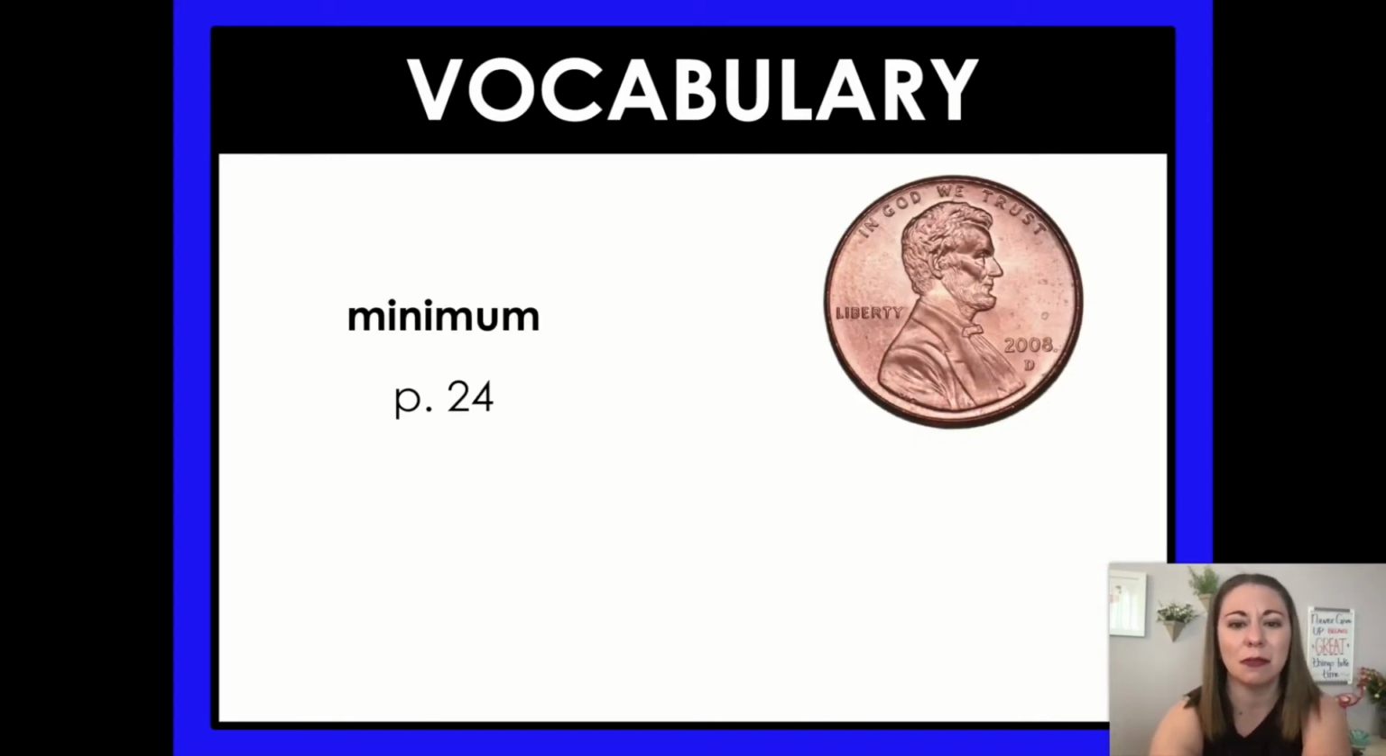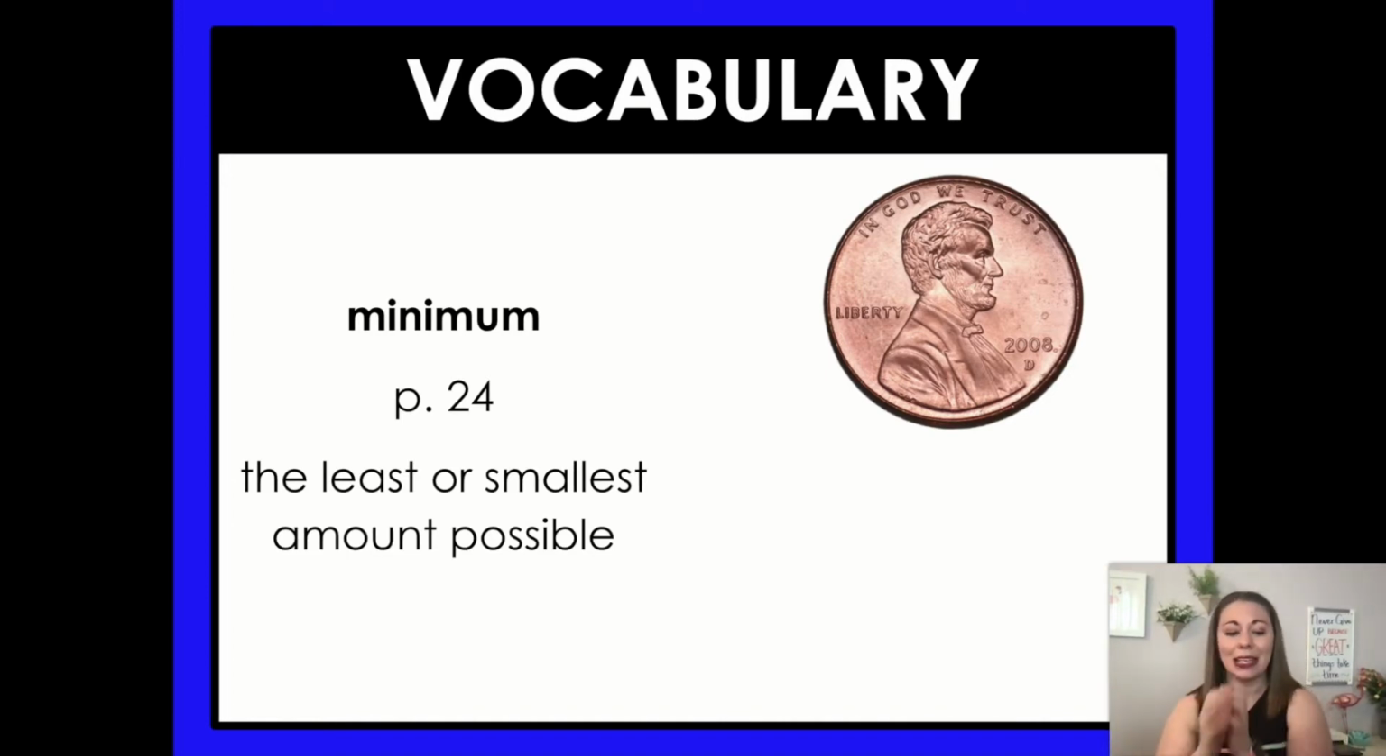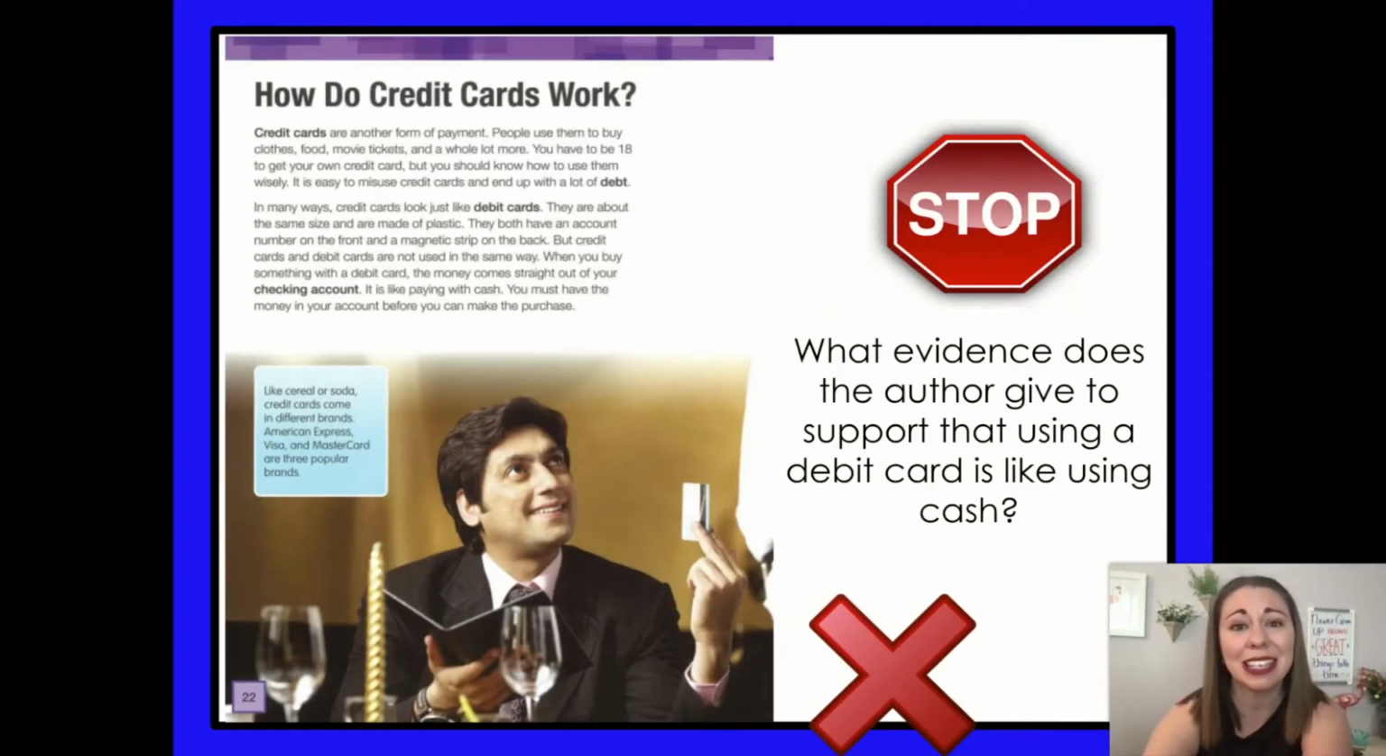And then minimum. We're going to find it on page 24, and I have a picture of a penny as a hint here. The minimum is the least or the smallest amount possible. So a penny is the smallest coin that we have in our US currency. So let's get right into our reading. And remember, we really want to focus on that text evidence and thinking about some of the key details.